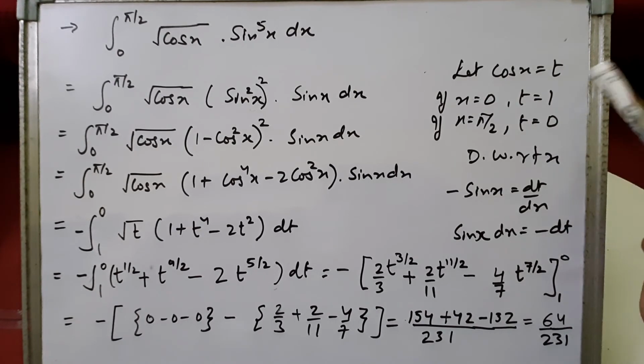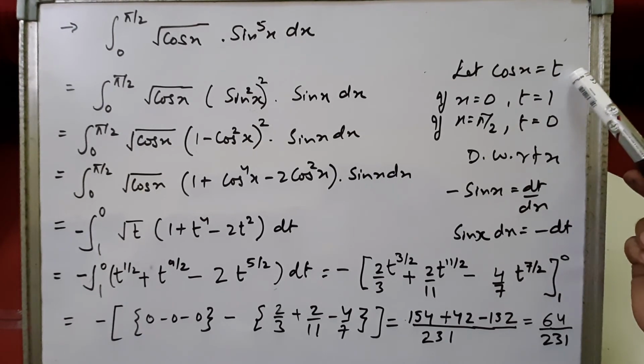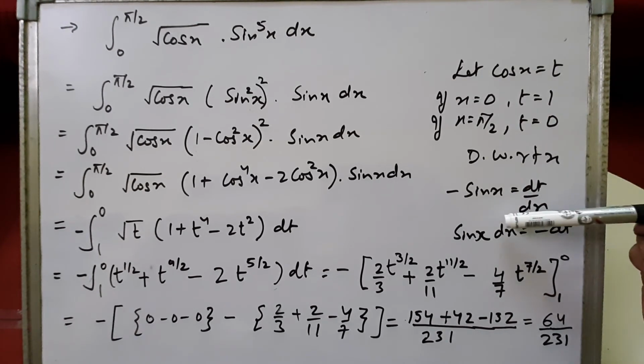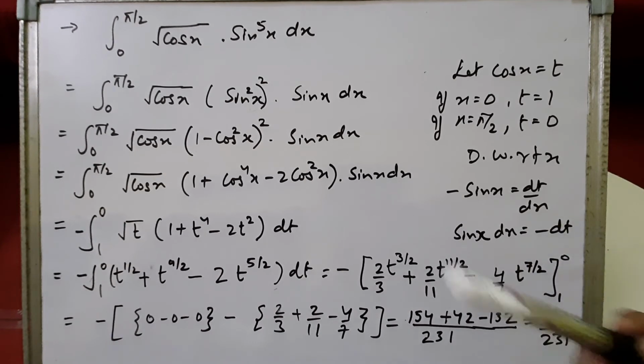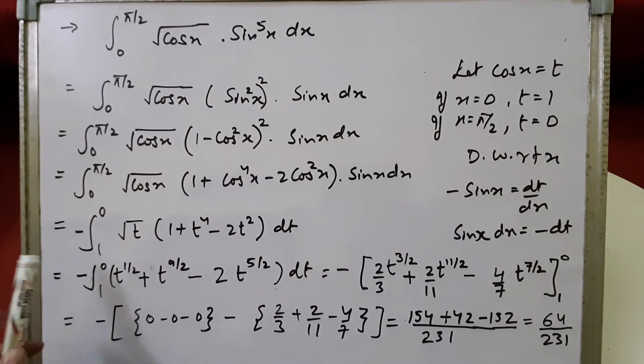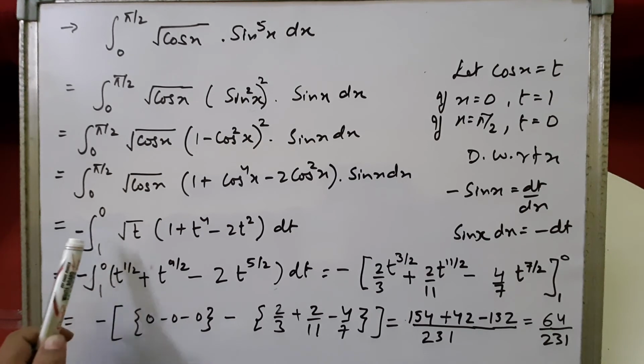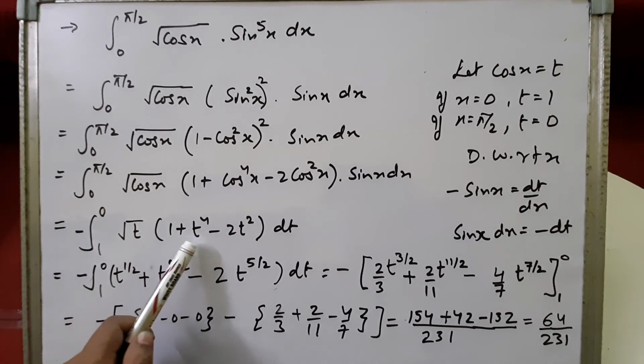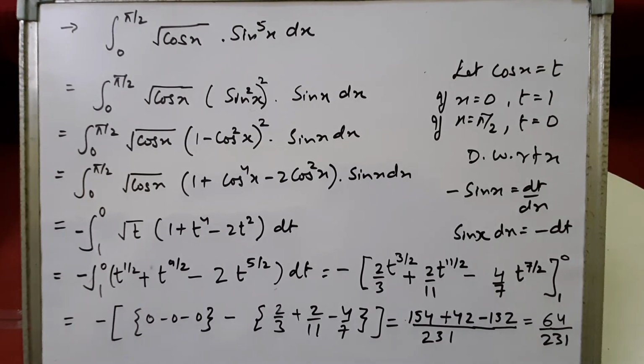Now if we differentiate this expression with respect to x, we'll get d by dx of cos x equals dt upon dx. So the derivative of cos x is minus sin x. So from here we can say that the value of sin x dx will be minus dt. Right? So that means sin x dx can be written as minus dt. So minus I have written outside the integration. So the limit will be 1 to 0, minus integral of t root t bracket 1 plus t to the power 4 minus 2t square dt. Now we have converted this whole expression into terms of t.